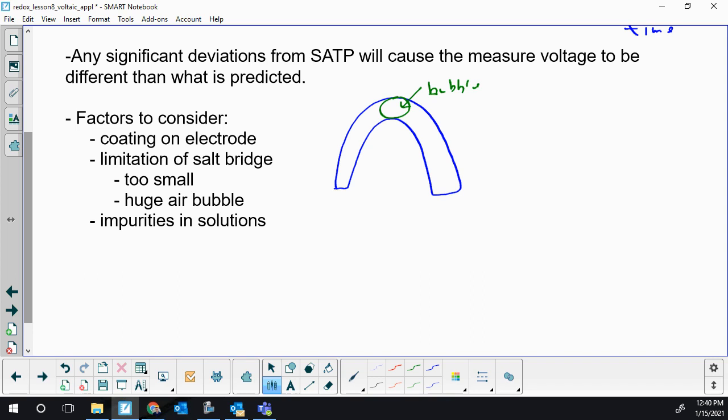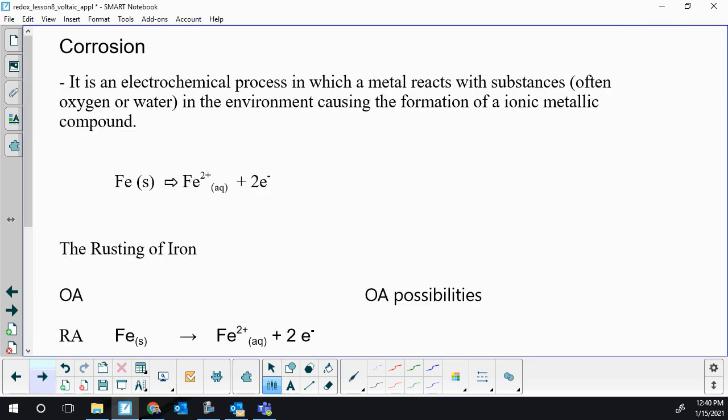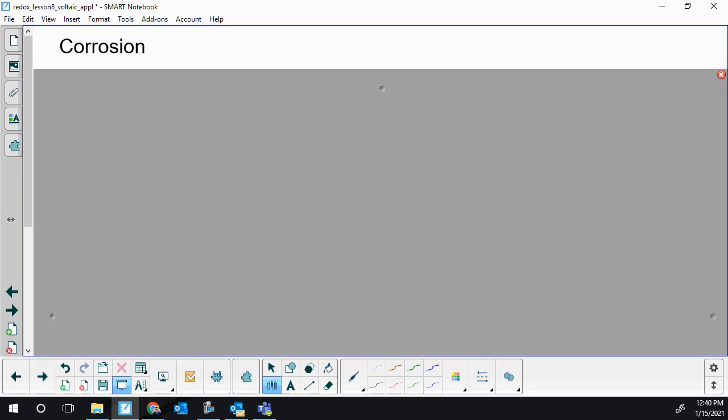Last bit, we're going to talk about more of the outside cells. We talked about voltaic cells in this slide and talked about having some issues with those cells. Now we're going to fully leave voltaic cells and talk about spontaneous reactions. And this course really focuses on corrosion, rusting. Rusting is a spontaneous electrolytic, a spontaneous redox process.